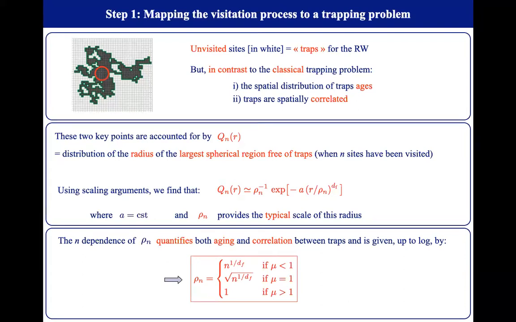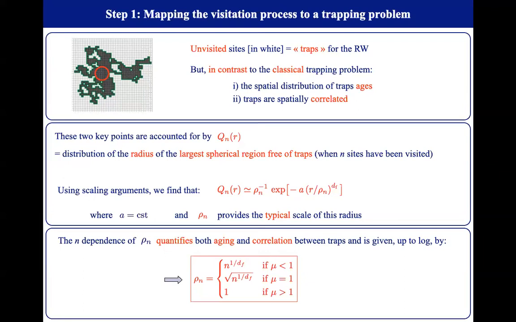In the recurrent case, rho n is proportional to n, the volume of the system, at the power 1 divided by df. This is not unexpected, because in the recurrent case, we expect a kind of compact exploration with almost no holes in the domain. So this is a reasonable estimation. In the transient case, you find also something which is more or less expected, because you have many holes in the domain. You can think that you have a region that does not scale with n, and this is what we indeed find up to log corrections that are not precise here.